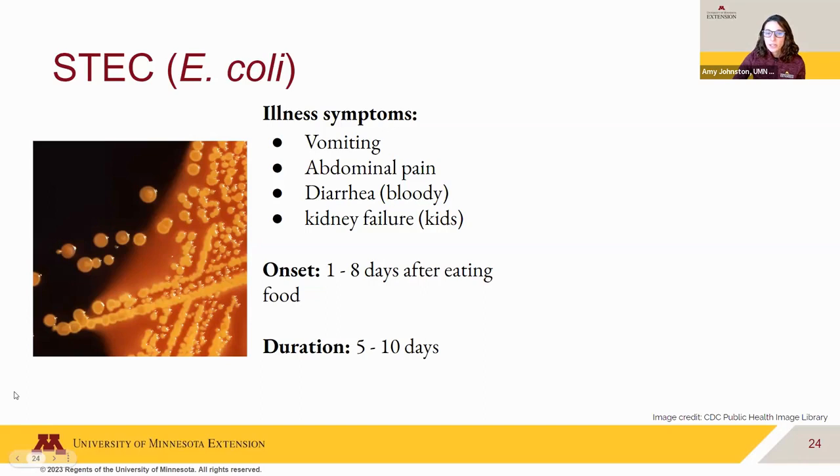STEC is Shiga toxin producing E. coli, and that's a type that can cause foodborne illness. The toxin produced by this type of E. coli can severely damage the lining of a person's intestines and kidneys. There have been many large-scale and multi-state outbreaks caused by STEC that have resulted in the deaths of both children and adults.